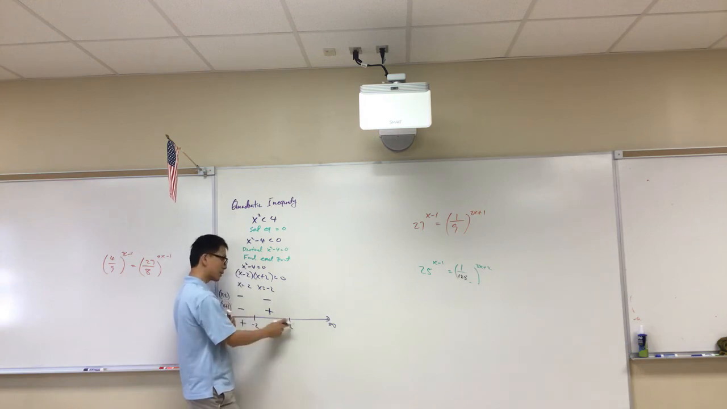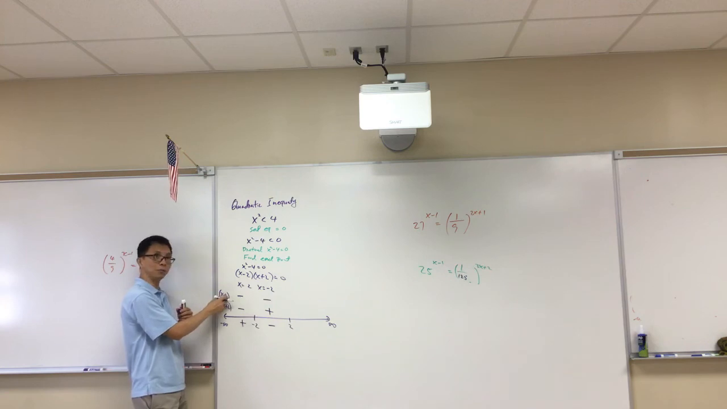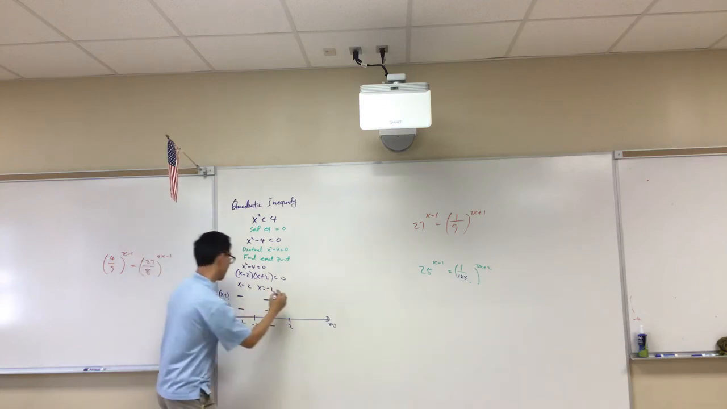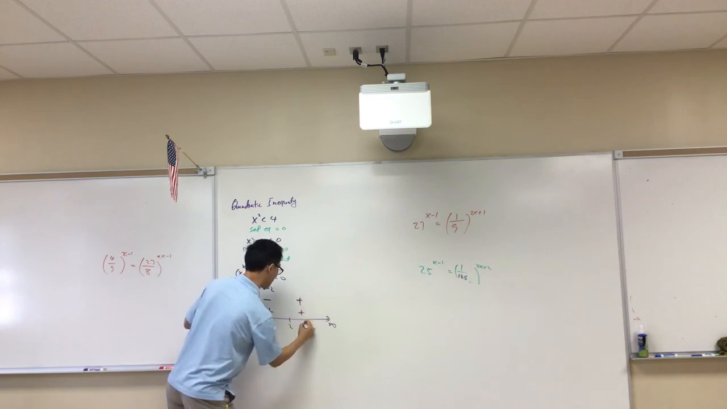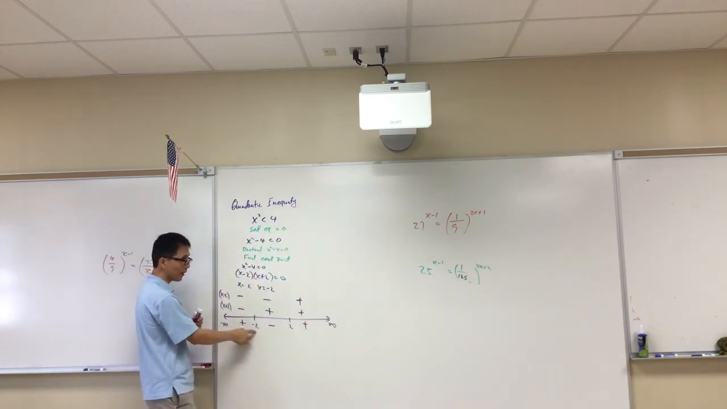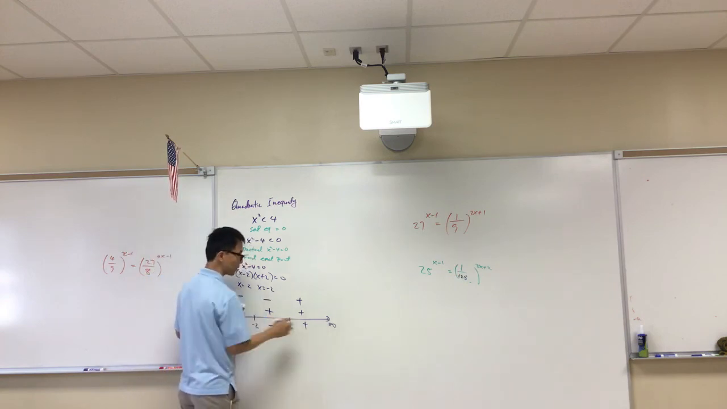So now we're going to test the 3 or 4. 4 minus 2, now we're going to plug in here, thank you. So that's going to be positive and positive and positive. So we say this region the function is going to be positive, this region is going to be negative, this region is going to be positive here.